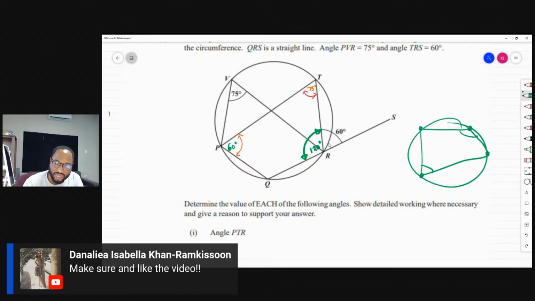So when you're writing this, you'll give your explanation like: angles on a straight line add up to 180 degrees, or supplementary. Therefore, QRT is equal to 120, or 180 minus 60. And then opposite angles in the cyclic quadrilateral PQRT are supplementary. So the angle at R plus the angle at P must be equal to 180 degrees. So therefore, this must be 60. Tell me in the chat if you understand that.